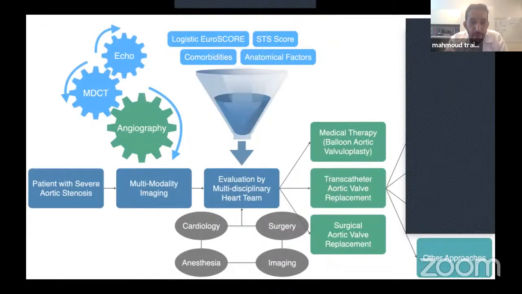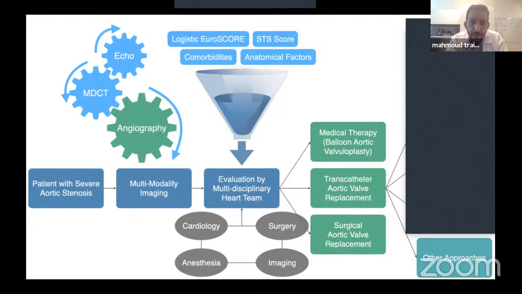So how do we evaluate patients with severe aortic stenosis? Obviously the first step is multimodality imaging. The key cardinal features are echo, CT, and coronary angiography, to get a true understanding of the anatomy and the disease process. Then we evaluate by a multidisciplinary team.